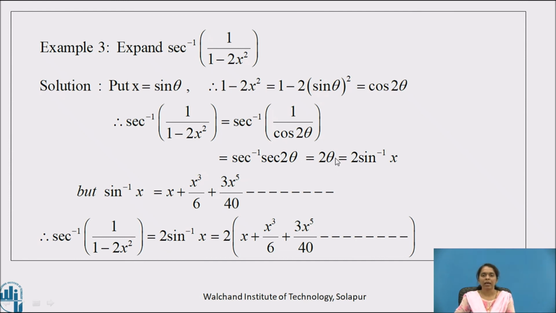Resubstitute value of theta as sine inverse of x. Hence, this goes to 2 into sine inverse of x. But we know that the expression for sine inverse of x in the series form is x plus x cube by 6 plus 3 by 40 into x raised to 5 plus and so on. And hence, the representation for sec inverse of bracket 1 upon 1 minus 2x square is equal to 2 into sine inverse of x is equal to 2 into bracket x plus x cube by 6 plus 3 by 40 into x raised to 5 plus and so on.